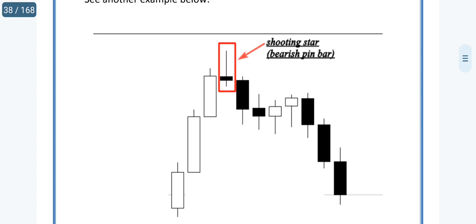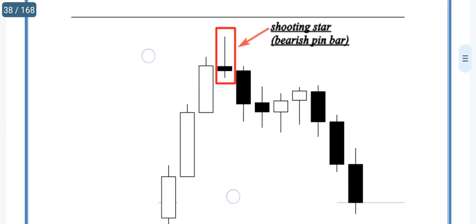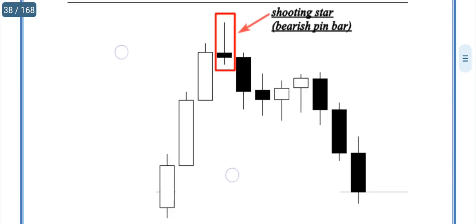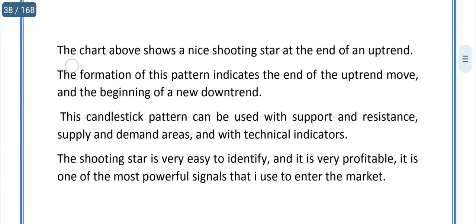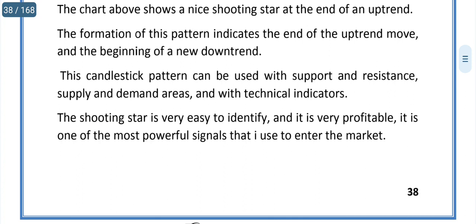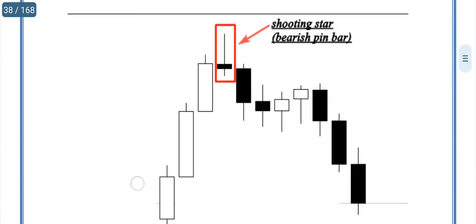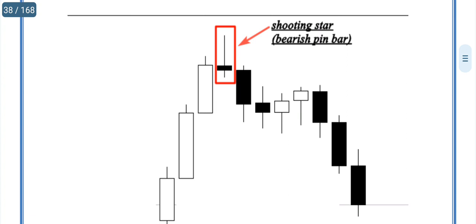It is formed when buyers try to push the market but they are rejected by the high selling pressure from the sellers. And the formation of this candlestick indicates the end of the uptrend move and the beginning of a new downward trend. As you can observe, after formation of the shooting bar, we are getting another trend down.